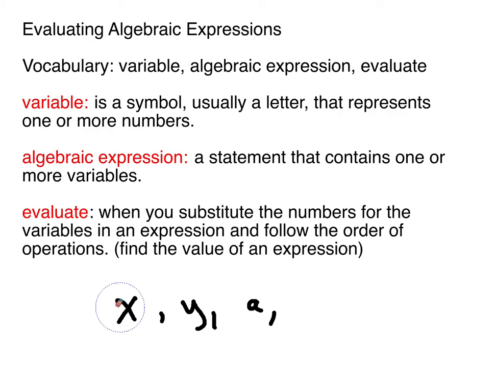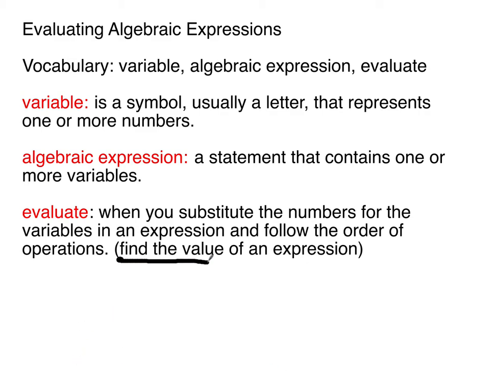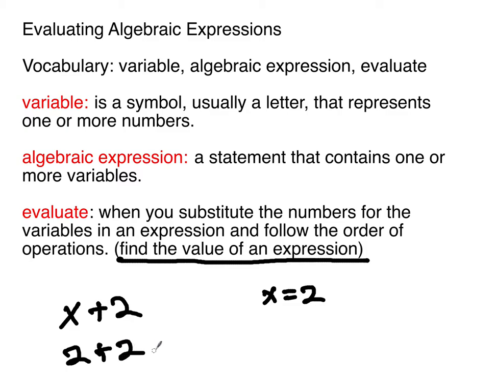An algebraic expression is an expression that has one or more variables, so something like this. Okay, this is also an expression, but this is called a numerical expression because there are only numbers. This is an algebraic expression because it has a variable. Evaluate means to find the value of an expression. So if I had that last expression and then I said evaluate this algebraic expression when x equals 2, that means plug 2 in for x and see what it would equal. This 4 is the value of that expression when x equals 2. So that's what I mean when I say evaluate.